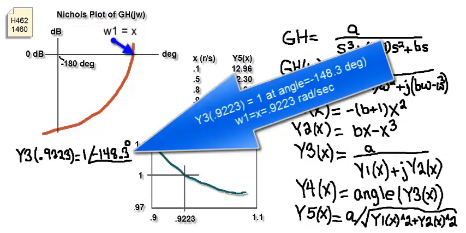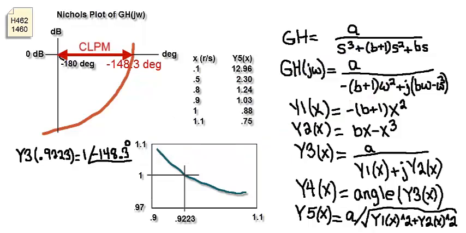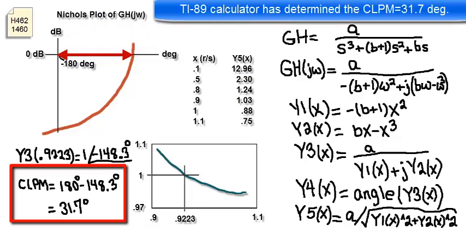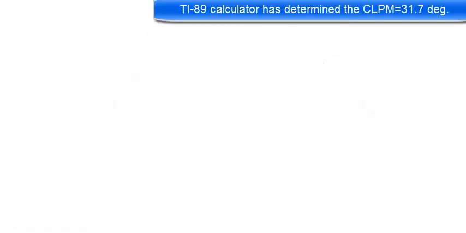y3 has magnitude 1 and angle negative 148.3 degrees at that frequency. Closed-loop phase margin is the difference between those 2 angles. Closed-loop phase margin is 31.7 degrees as determined by the Ti-89 calculator.